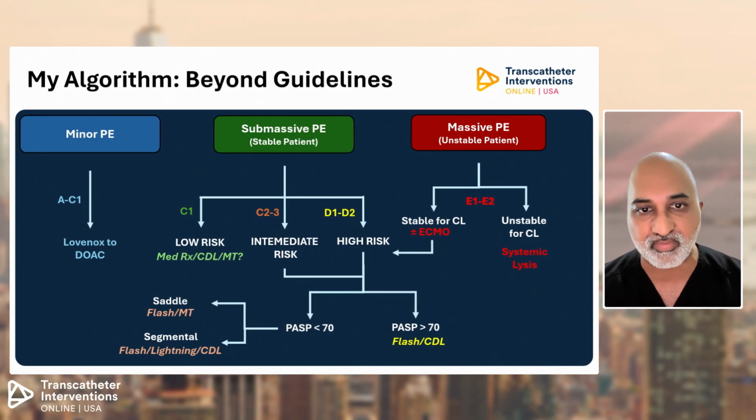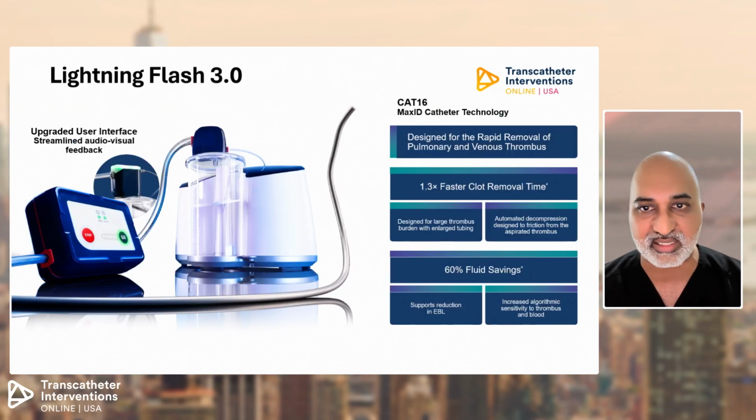And in my algorithm, I do utilize these technologies and further stratify them based on their PA pressure, because we know that high PA pressures are associated with more challenges, especially with large bore thrombectomy. So in patients with high PA pressure, I tend to use more catheter-directed thrombolysis or the FLASH system. Patients with lower PA pressures, it's kind of dealer's choice and can be defined further based on their clot location. And then, of course, massive PE patients, we've already discussed this as well. The ones that are too unstable to go to the lab will get lysis, but those that are stable for the cath lab can be potentially mitigated with ECMO and then put back into this algorithm.